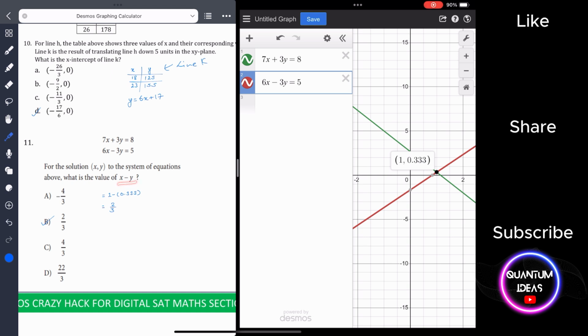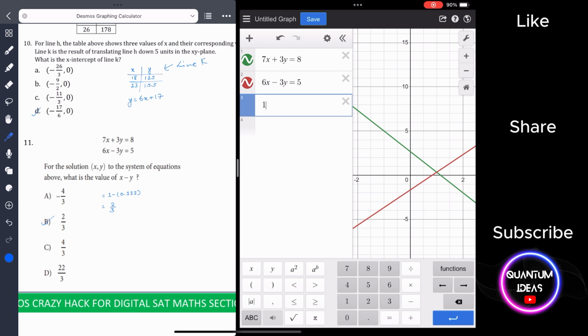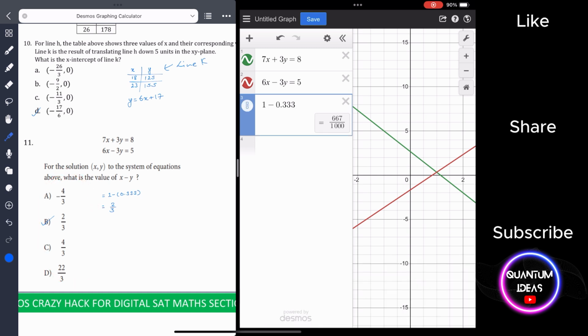So go here and plug it. What is the value of x minus y? X is 1 and y is 0.333, right? So 1 minus 0.333. But you can see here the answer is in fraction, and here the answer is in decimal. So press on that.